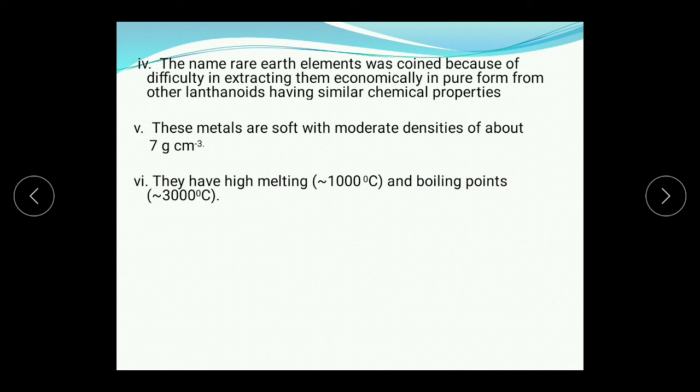from other lanthanoids having similar chemical properties. Understood? It is very difficult to extract. We have seen the extraction. Extraction is separation. Now, all the lanthanides belong to one square if you see the position in the periodic table. So, they belong to third group and sixth period. Hence, all of them almost have similar properties. So, separating them from each other is very difficult and it is not economical as well. Hence, the name given is rare earth elements.